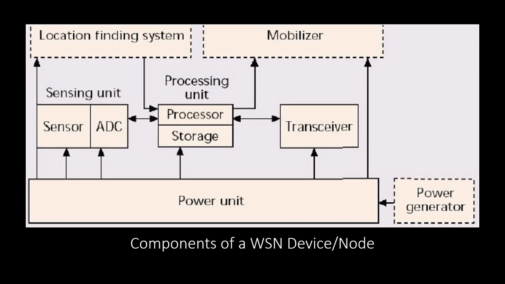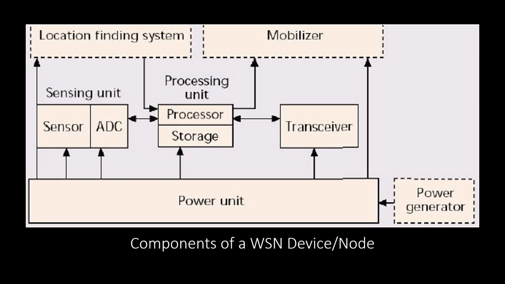These are the basic components of a wireless sensor node or a wireless sensor device. As you can see, there are different boxes here. The boxes which have thick straight lines, not dotted, are the components of the wireless sensor network node which are required.